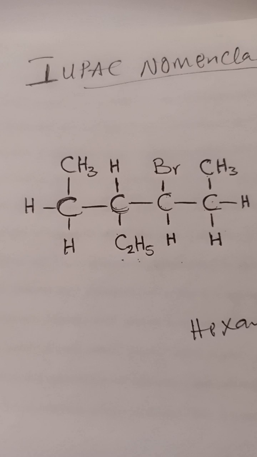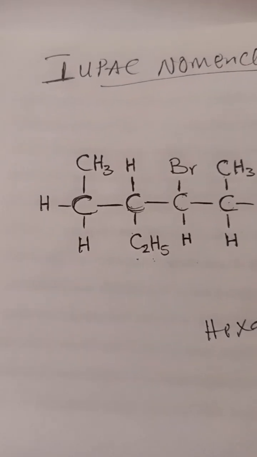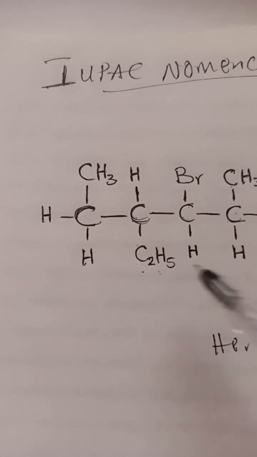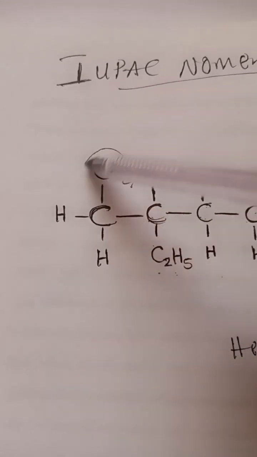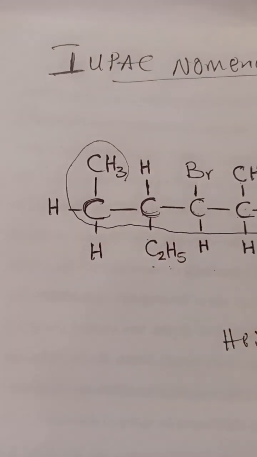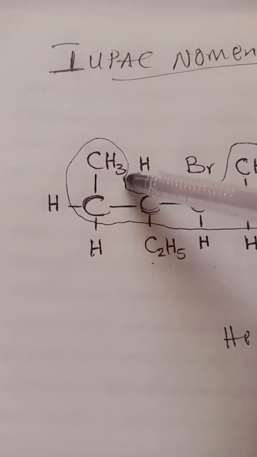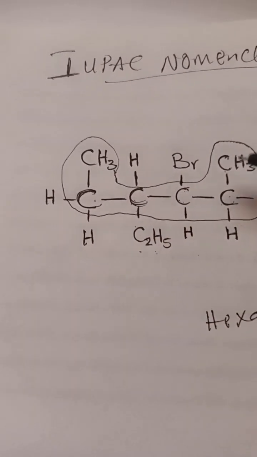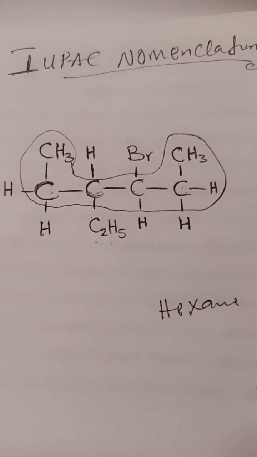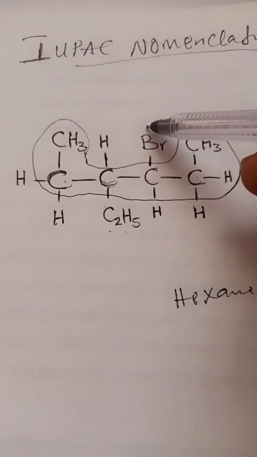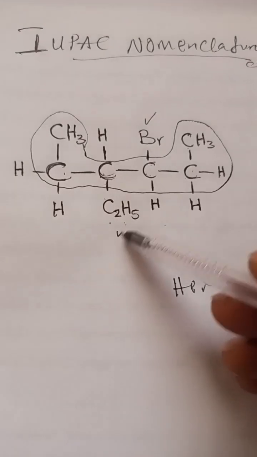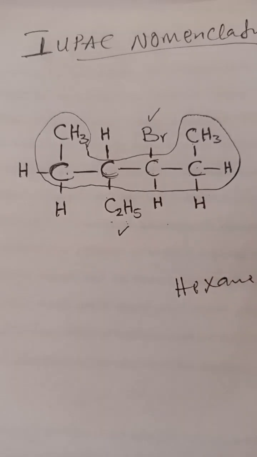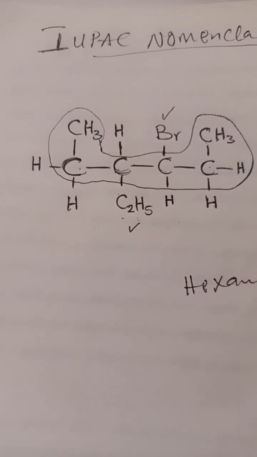All right. So next is to identify the substituents. Remember, substituents are any group of atoms or atom that is not part of the parent chain. So this is now our parent chain that we have identified, and it has 6 carbons, 1 2 3 4 5 6. All right, so it is called hexane. Now the substituents we have: one bromine substituent and one ethyl substituent. Okay, so we have identified our substituents.